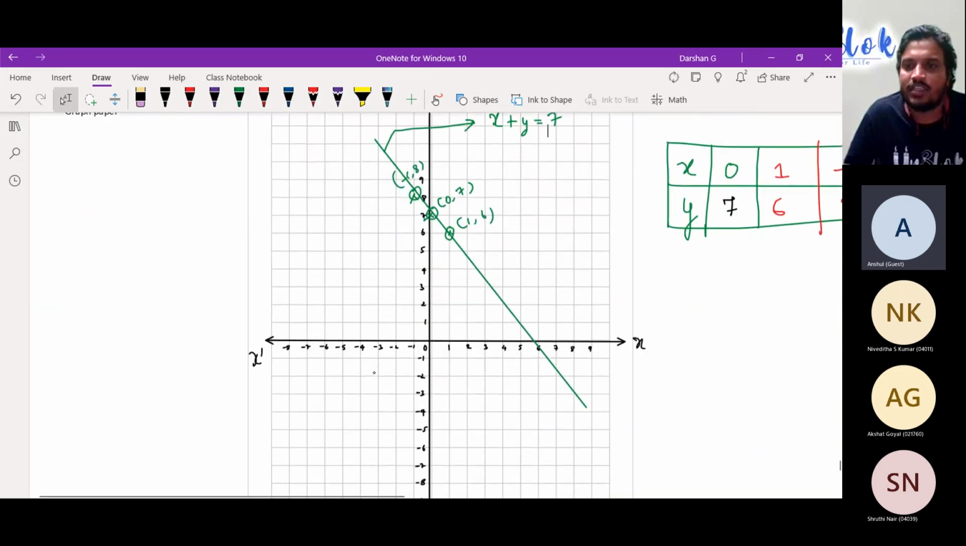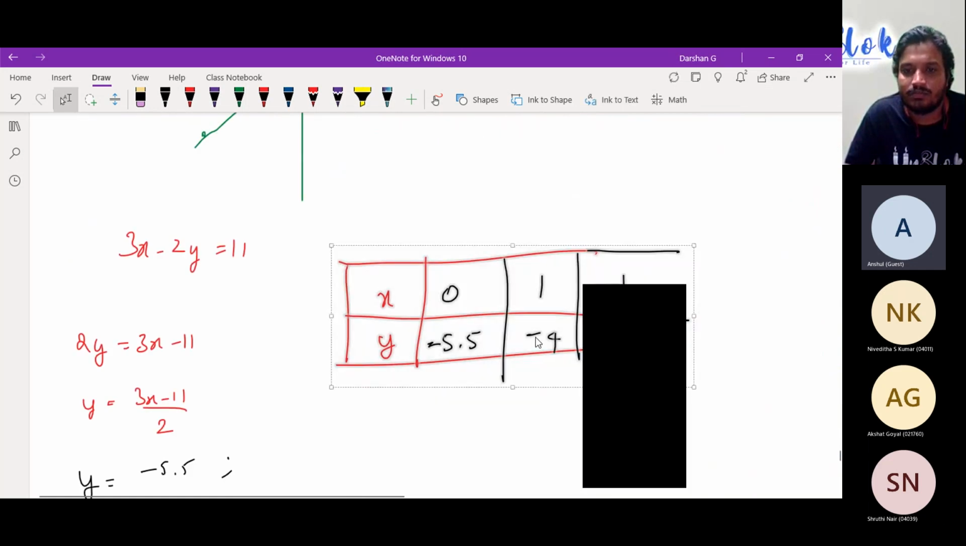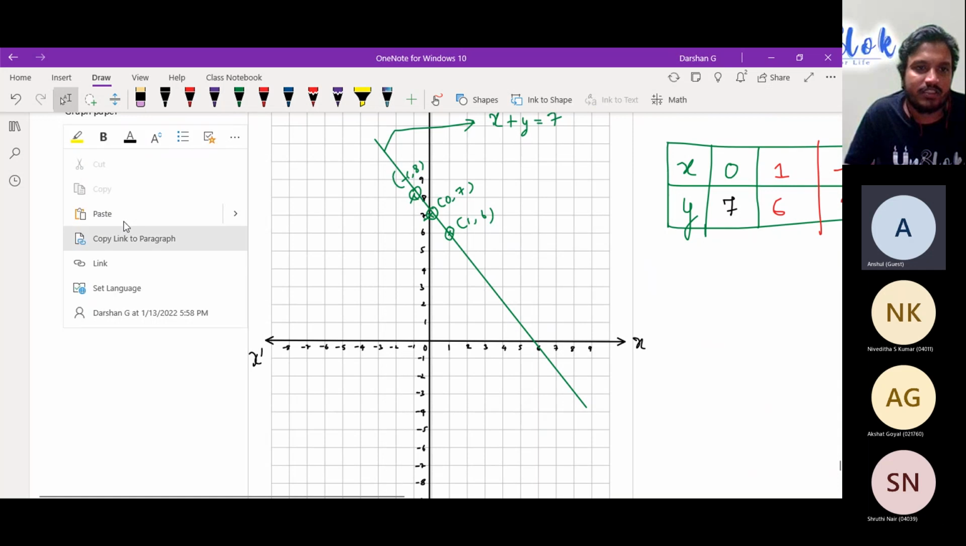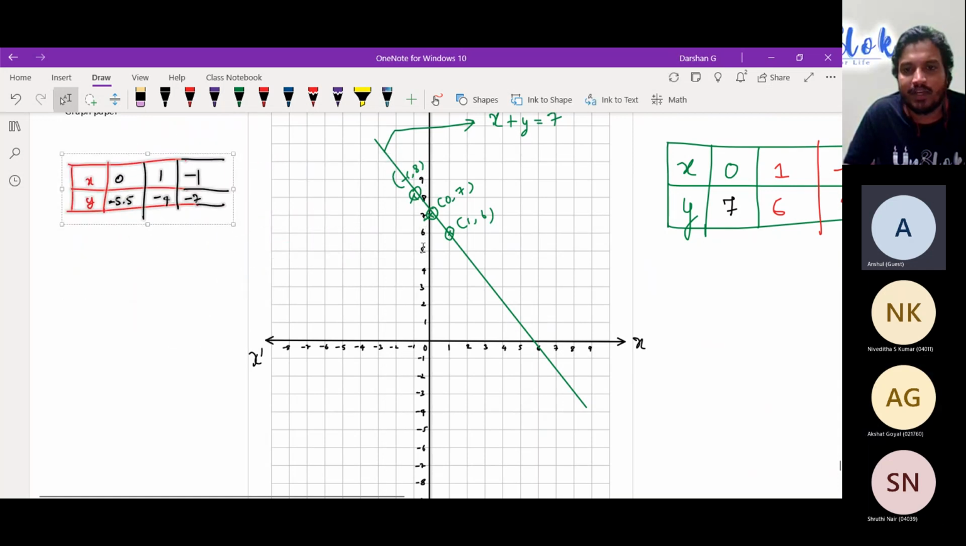Next, Akshat, I think you can help me with the second point, the second line. Yeah, these are the points. Yeah, 0, minus 5.5. Again, it lies on the y-axis. Yeah, y-axis, but on the downside, right? So it will be 0, minus 5.5. I am assuming that you're not doing this on your graph sheets. However, 1, minus 4.